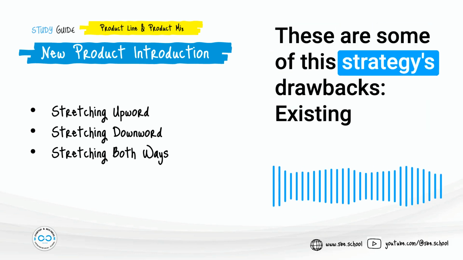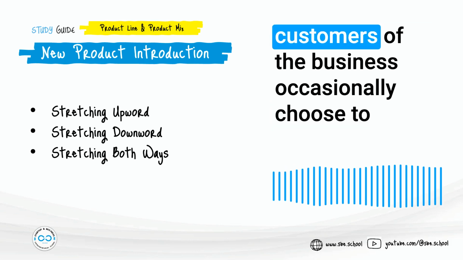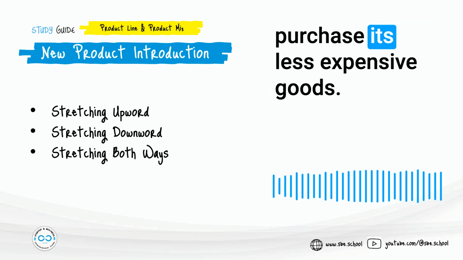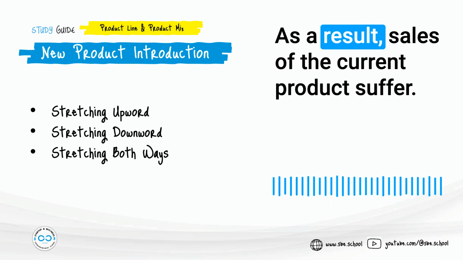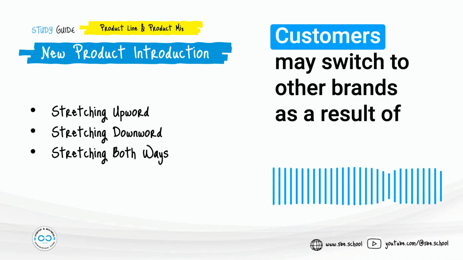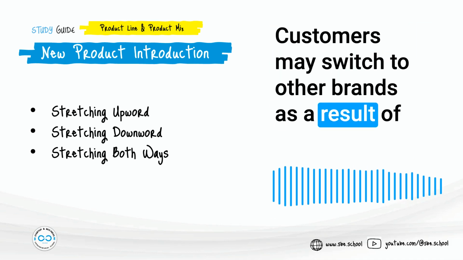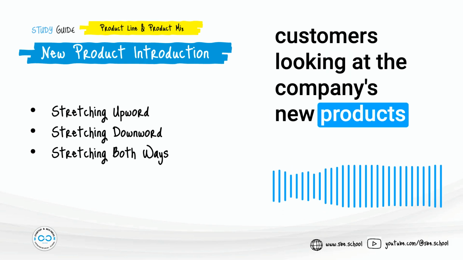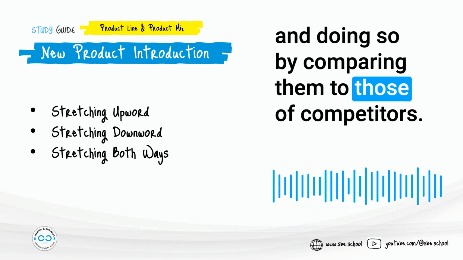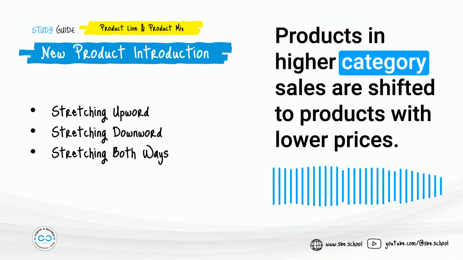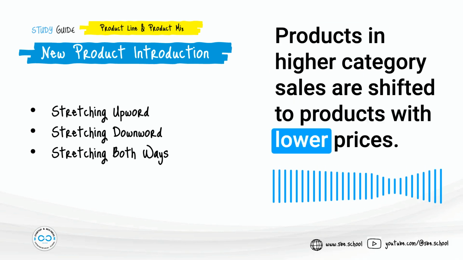These are some of this strategy's drawbacks. Existing customers of the business occasionally choose to purchase its less expensive goods. As a result, sales of the current product suffer. Customers may switch to other brands as a result of looking at the company's new products and comparing them to those of competitors. Sales of products in higher categories are shifted to products with lower prices.